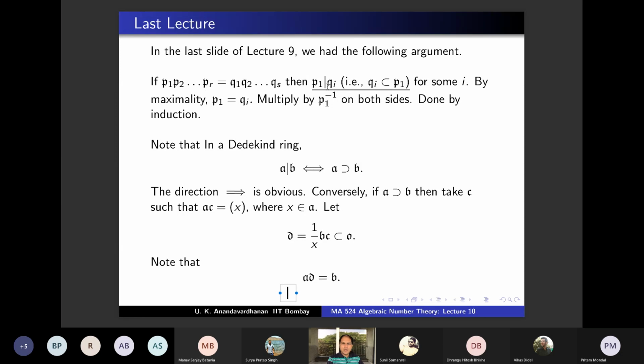The only reason I recalled this writing is that it needed a small explanation, which we have done here. But we are not using that there. We used only the obvious direction. So I'm not changing last lecture's slides, because the direction that we have used is obvious, but the other direction is also true, and here is a proof.